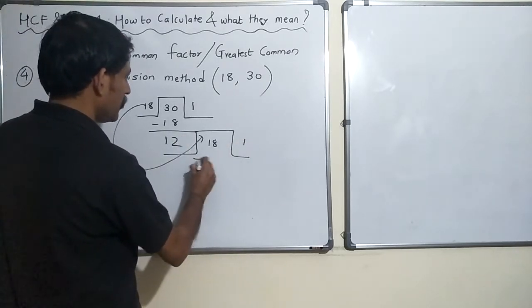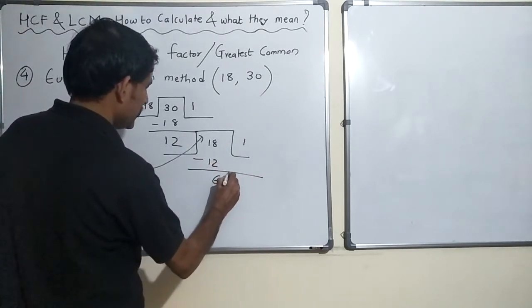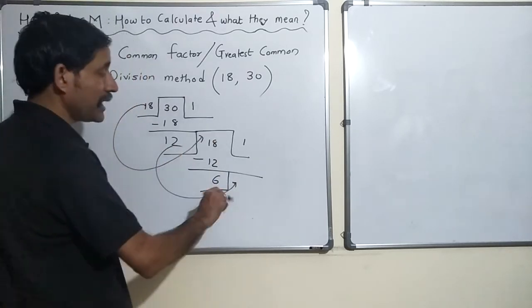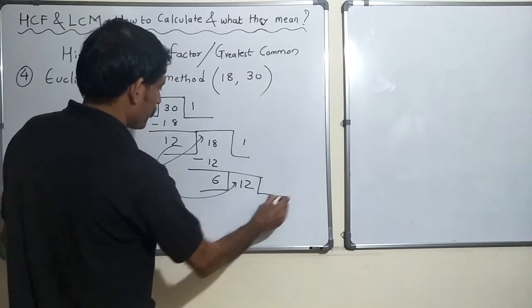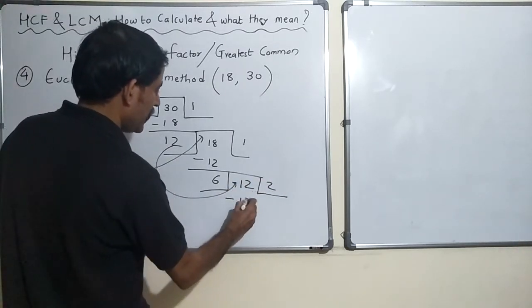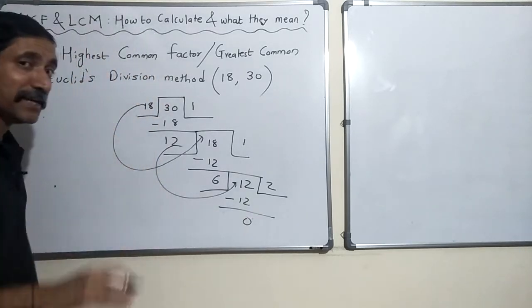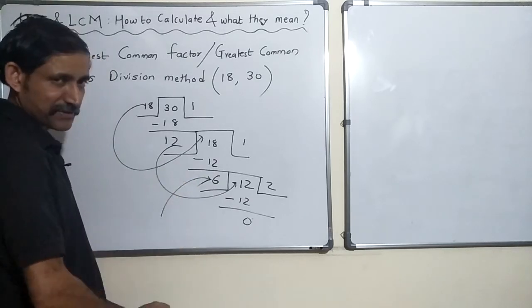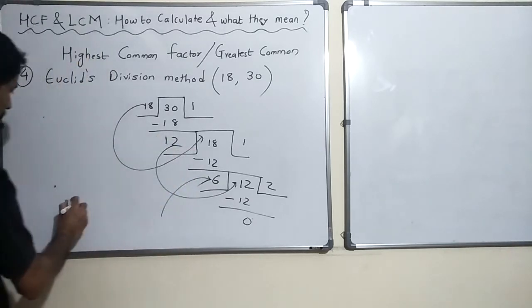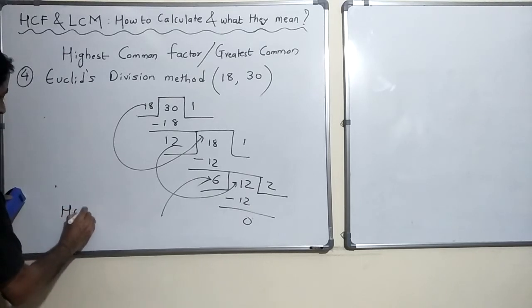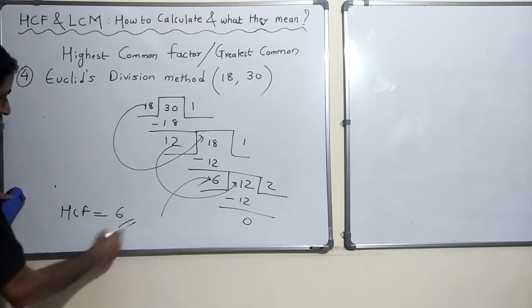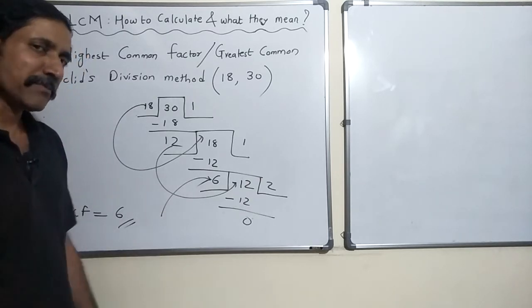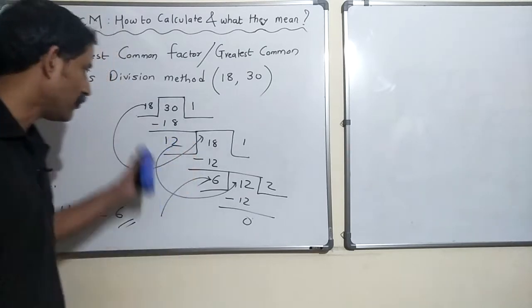12 ones are 12, you get 6. This comes here. As long as there is a remainder, we continue playing this game. 6 ones are 6, 6 twos are 12, and it is over. So which is the HCF? The last divisor becomes the HCF. Now that is Euclid's division algorithm. You got the point, right? Spend a minute or two thinking about it. You can pause the video now. Think about what exactly happened here.